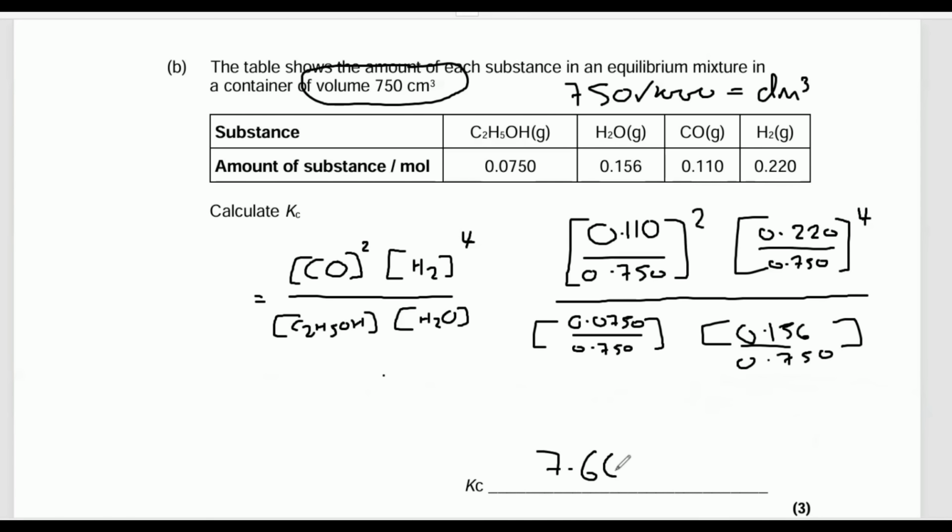And your final answer should be 7.66 times 10 to the minus 3. Bearing in mind, a lot of my working is rough. Yeah, there we go. All right, let's move on to the final bit of this question.